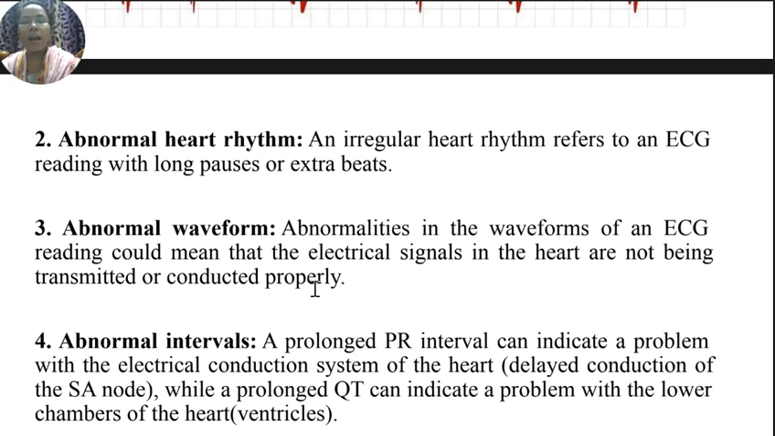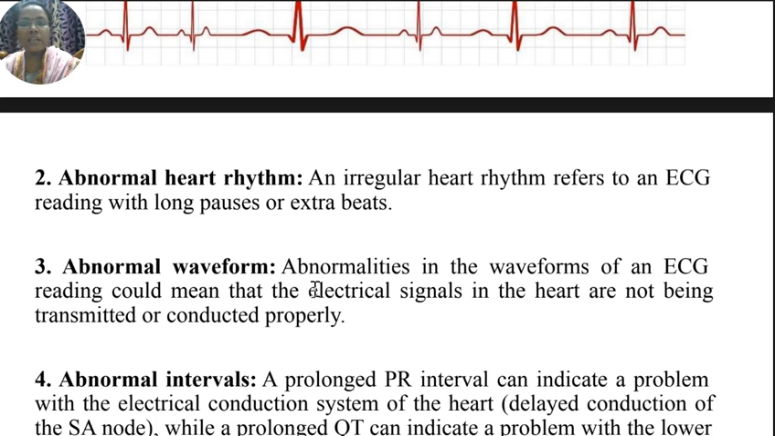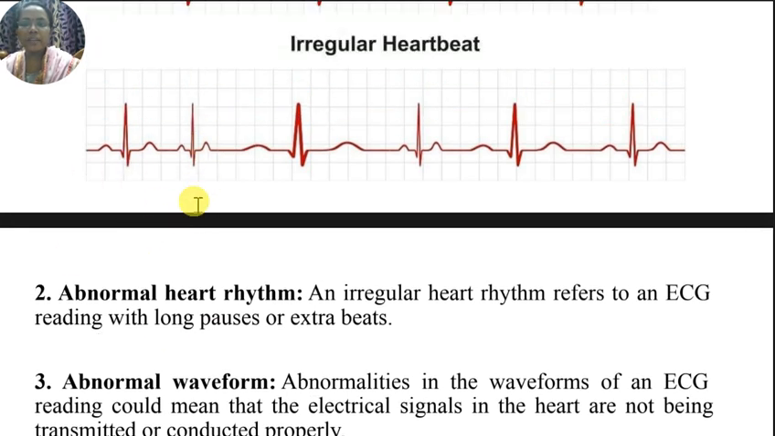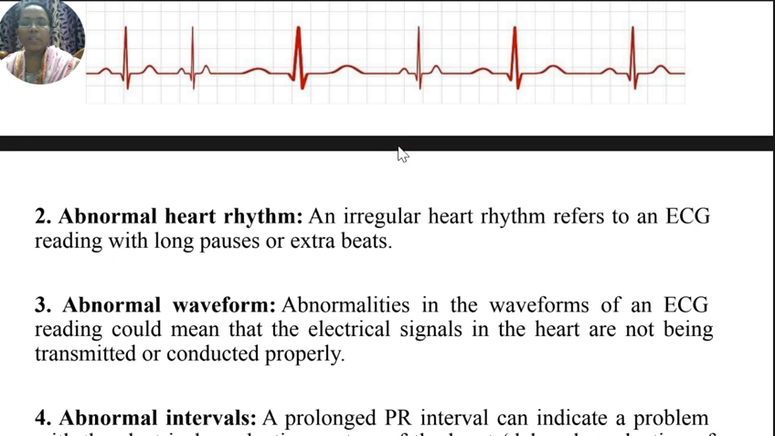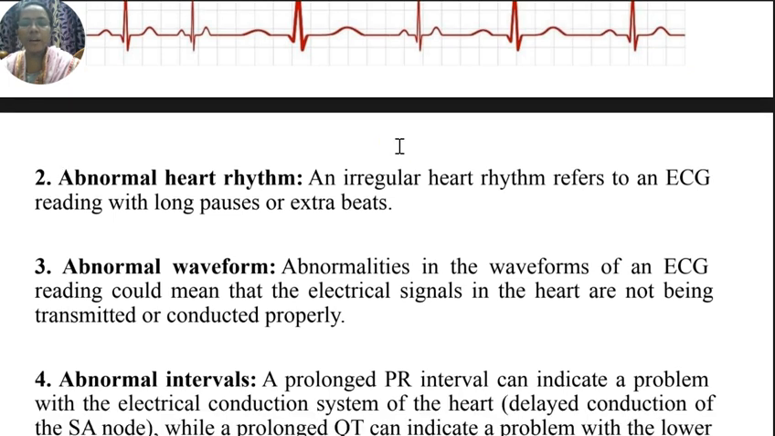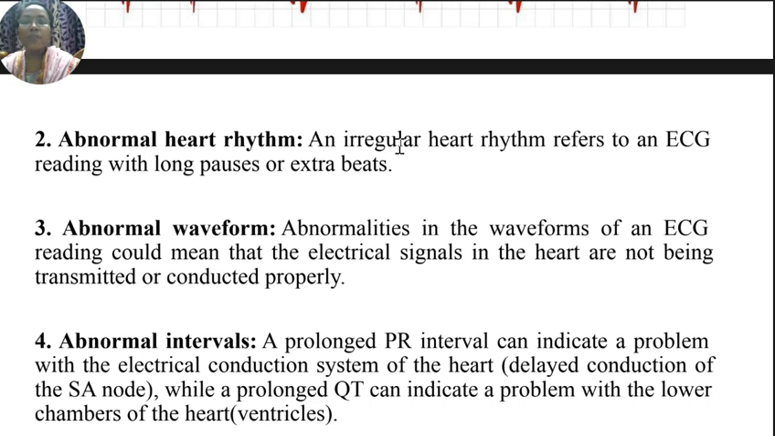So the abnormal heart rhythm is the irregular heart rhythm. That is a long pause or an extra pulse like this. So this is abnormal heart rhythm. The pause between a PQRST is abnormal here, abnormal over here. That is called abnormal heart rhythm. Abnormal waveform is when the signal is not being transmitted or conducted properly. So that represents the abnormal waveform.